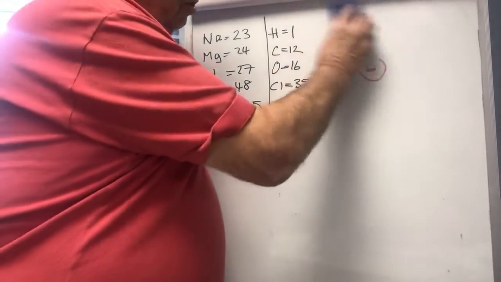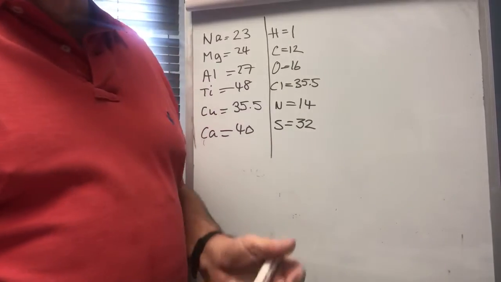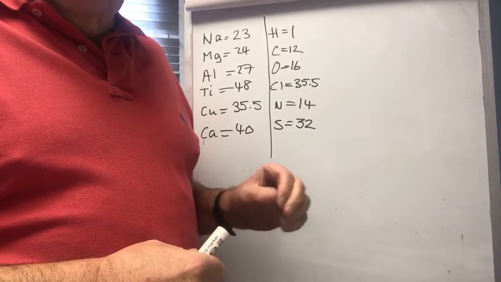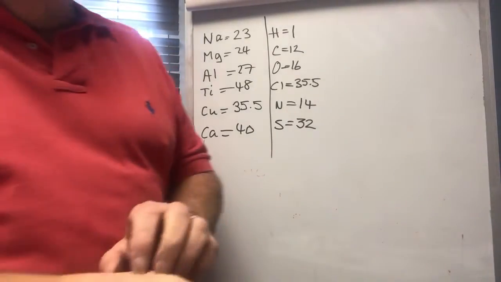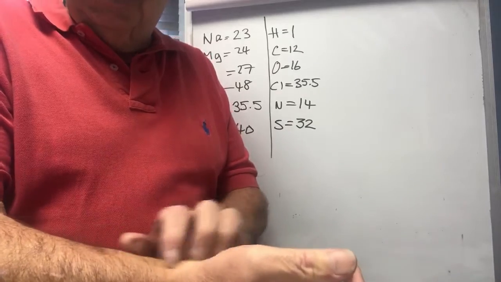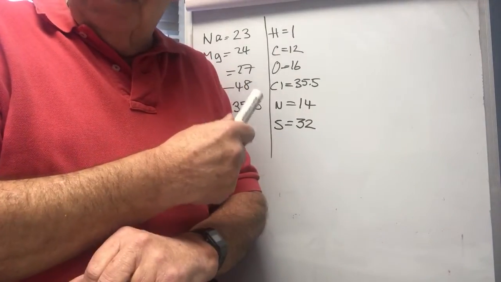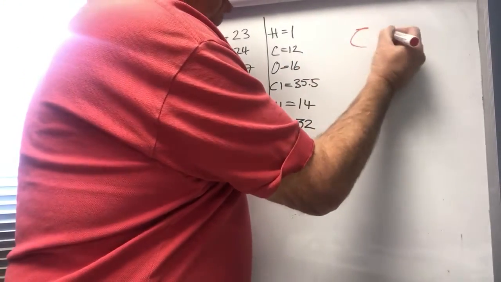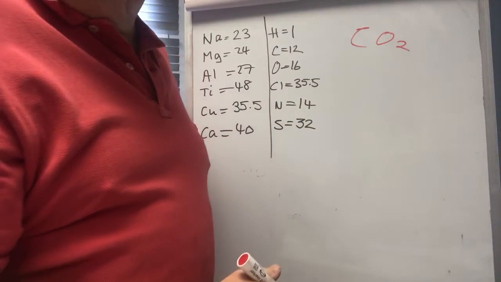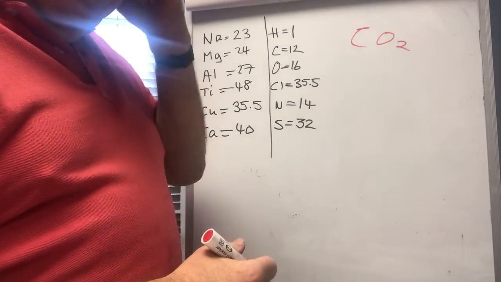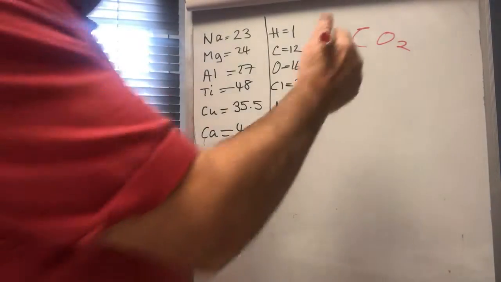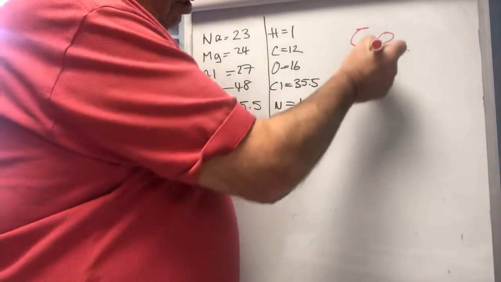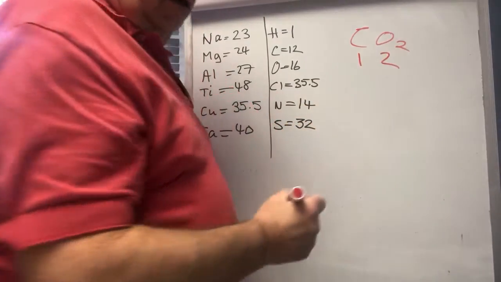And I want now to show you how to calculate the relative formula mass of a compound, of a gas, which is succinctly the sum of its atomic masses. Let's look at a simple one. CO2, carbon dioxide. Atomic mass of carbon is 12. There's one of those, and oxygen, there's two of those.